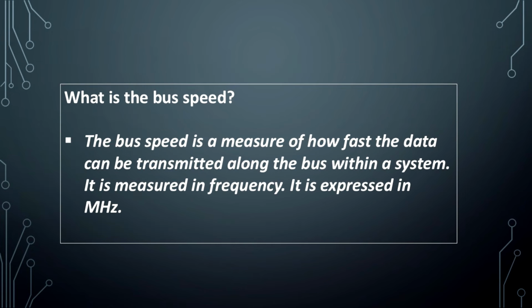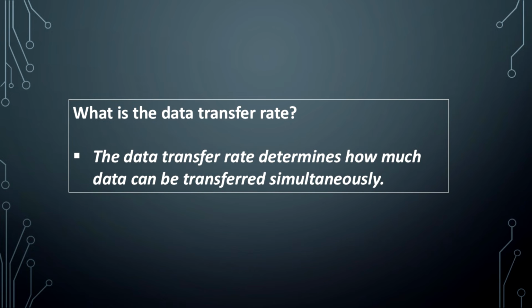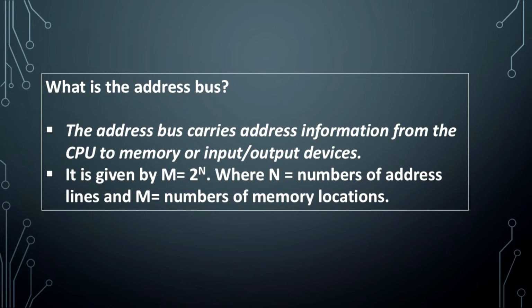What is the bus speed? The bus speed is a measure of how fast the data can be transmitted along the bus within a system. It is measured in frequency. It is expressed in megahertz. What is the data transfer rate? The data transfer rate determines how much data can be transferred simultaneously.